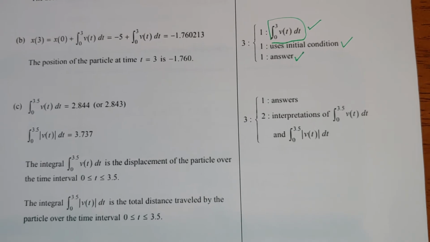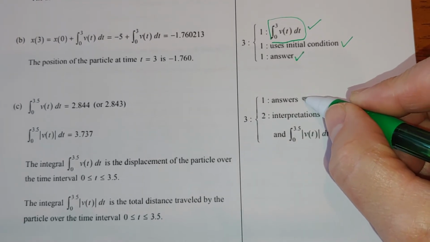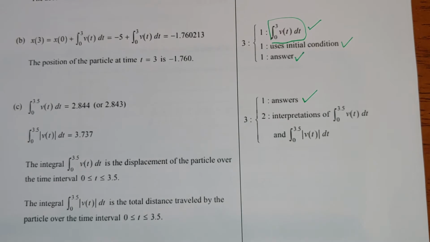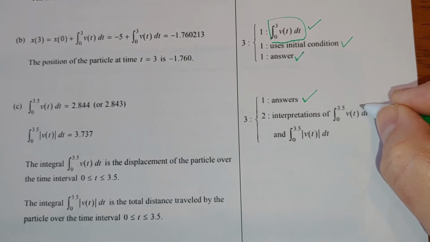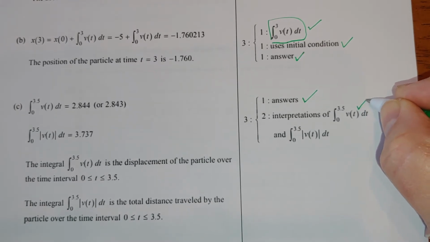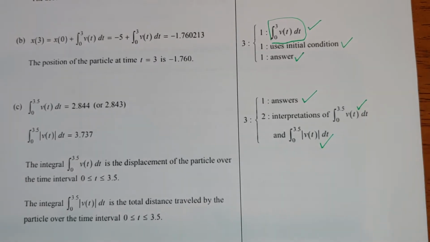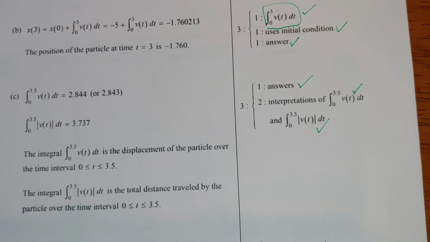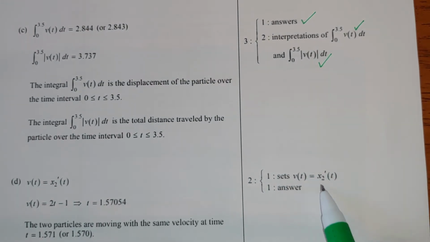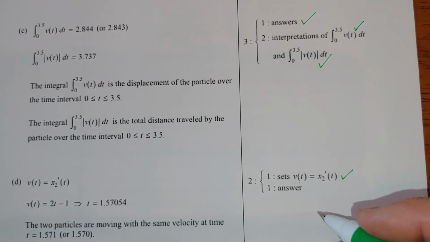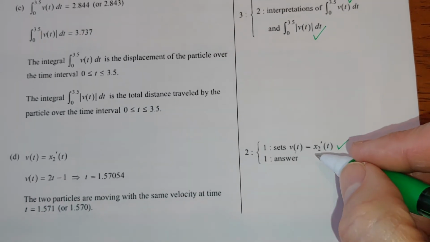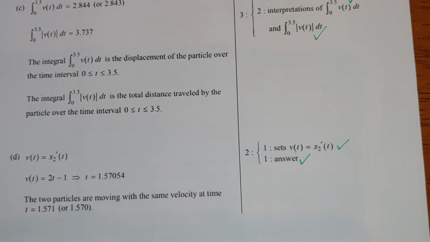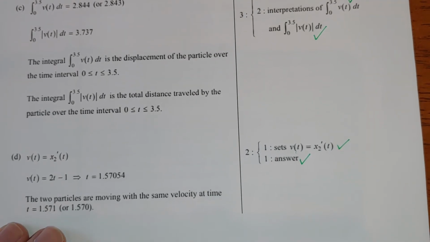In letter C, you're getting 1 point for the answers, meaning they both have to be correct in order to get that point. And then you're going to get 1 point for the correct interpretation of the position and 1 point for the correct interpretation of the distance traveled. In letter D, you get 1 point for literally setting the two velocities equal to each other. So we have to see it, no bald answers. And then the last point is for getting the answer itself. So that's problem number 2.